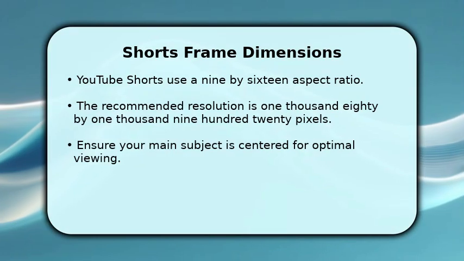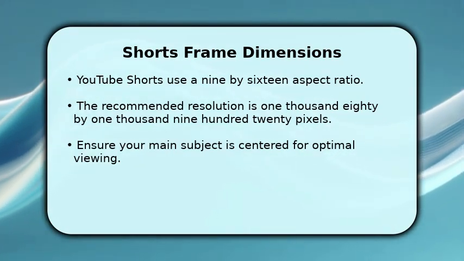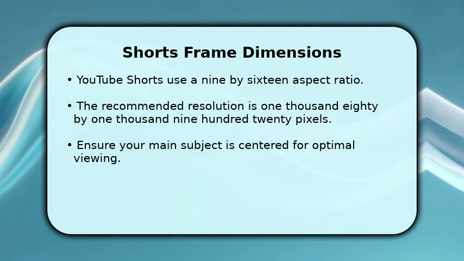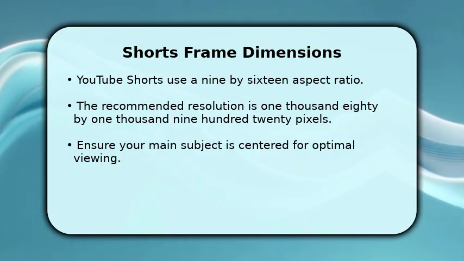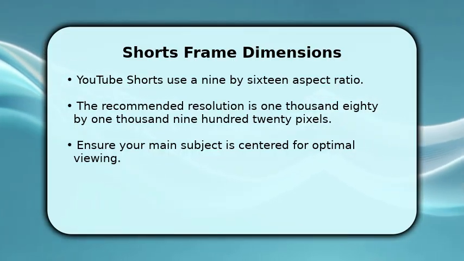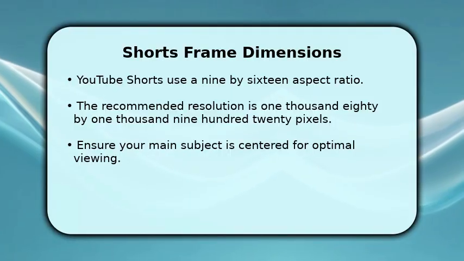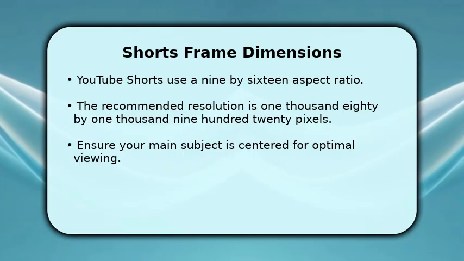Let's talk about the ideal dimensions for your shorts frame. YouTube Shorts are designed for vertical viewing, so they utilize a 9:16 aspect ratio. The recommended resolution is 1080 pixels wide by 1920 pixels tall. This ensures your content looks crisp and professional on all mobile devices. Always keep your key visual elements within this vertical space for maximum impact.